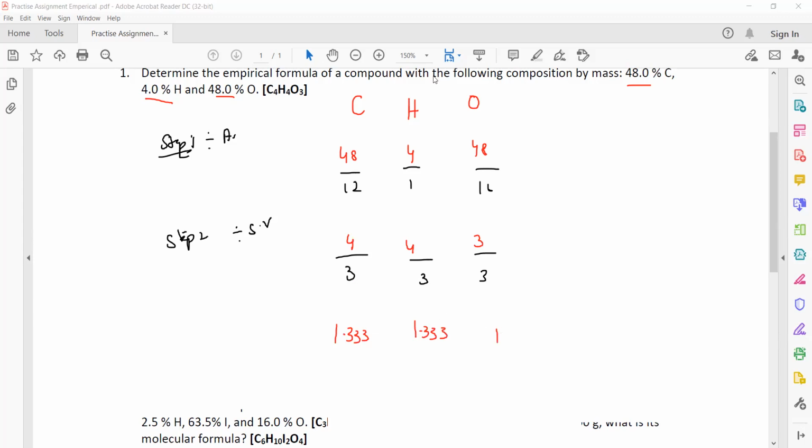Then what is step 3? In step 3, we want to represent all these numbers as whole numbers, the simplest ratio. Whenever one of the values is 1.33, we multiply all of them by 3. So when we multiply, it will be like 3.99, or 4. This will be 4 and this will be 3. So this compound, the empirical formula, contains 4 carbon, 4 hydrogen, and 3 oxygen. So that is the answer.